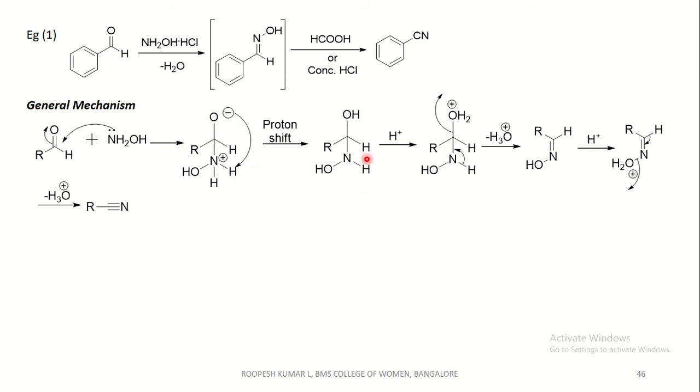This on acidification, OH is converted to OH2 plus, and this compound loses a proton to form a double bond here with the elimination of a water molecule to form the corresponding oxime. This on acidification, that is, the lone pair on oxygen takes this proton to form an OH2 plus, and again this hydrogen is lost to form a triple bond with the elimination of a water molecule to form the corresponding nitrile.